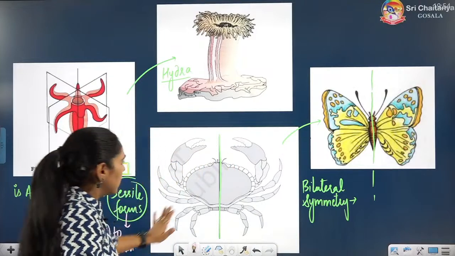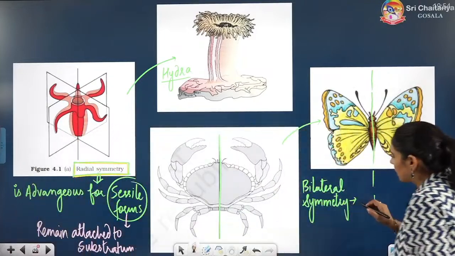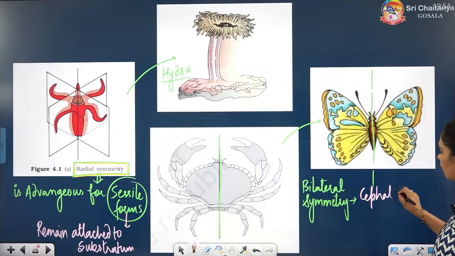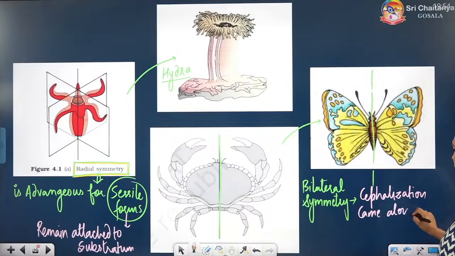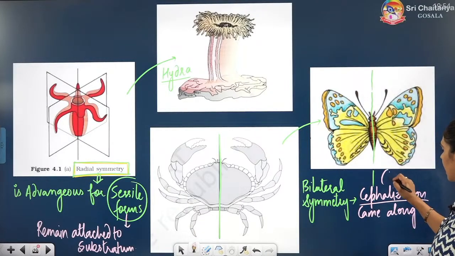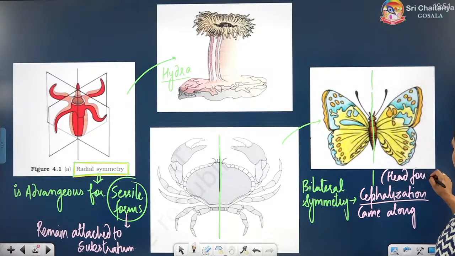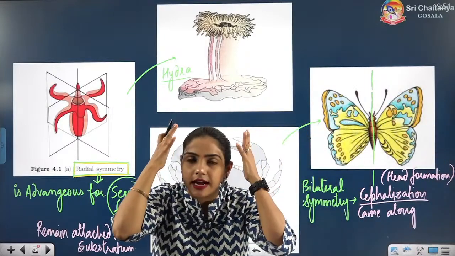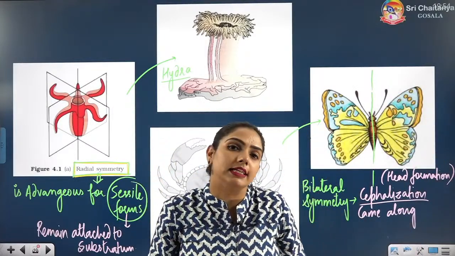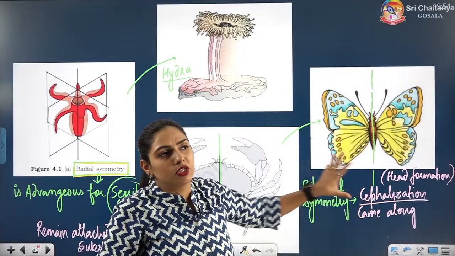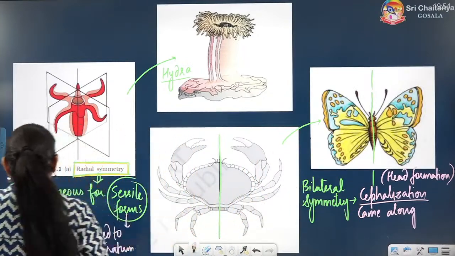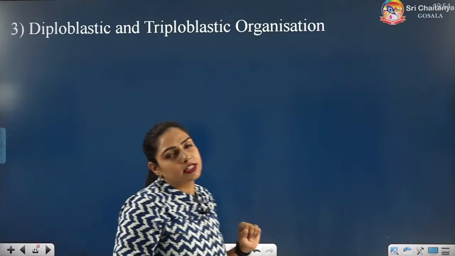Then about bilateral symmetry, I want to tell you that cephalization, that means formation of a head, came along with this symmetry. So in bilaterally symmetrical animals only you will be seeing the head. For example, us, we have a head, and we are having bilateral symmetry. Alright, so these are the extra points regarding bilateral symmetry and radial symmetry. Now we have completed bilateral symmetry and radial symmetry.